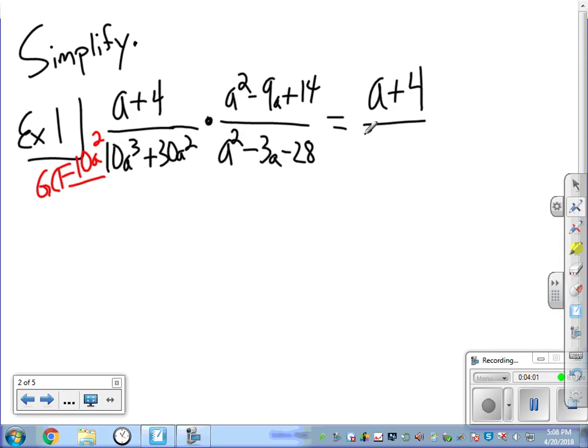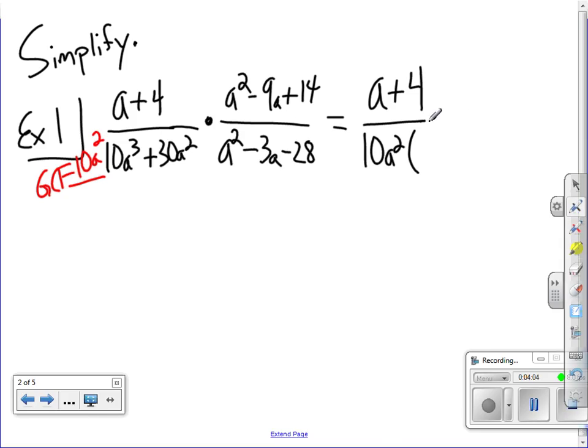When we factor out that 10a squared, that's going to affect the numbers in front of the a's. So how does that change the problem? Well, I would multiply 10 by what to take me back to 10? That's 1. I had 3 a's, I'm taking 2 out, so that's going to leave me with a single a. The second part, what do I multiply 10 by to take me to 30? Well, that's 3. I had 2 a's, I am taking 2 out, so there are no a's left on that 3. Okay, so the first fraction is now in factored form.